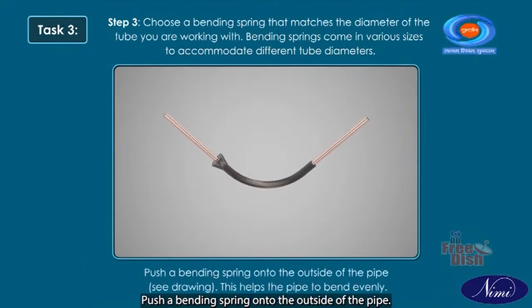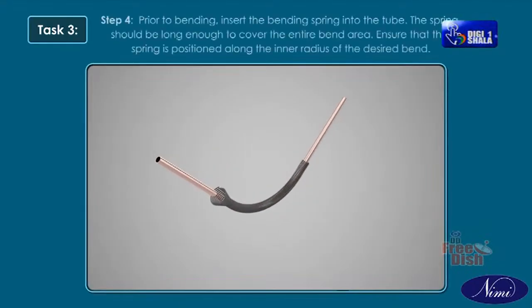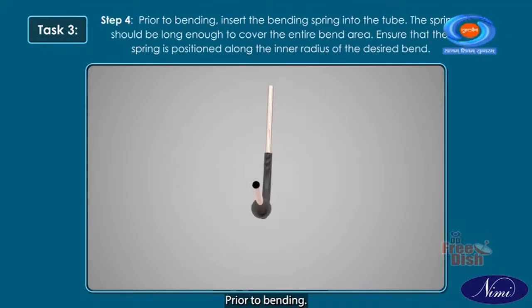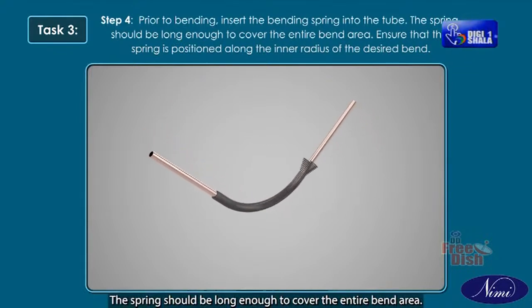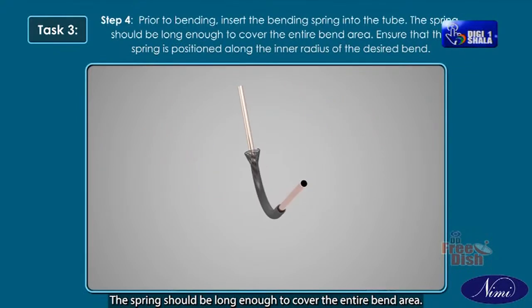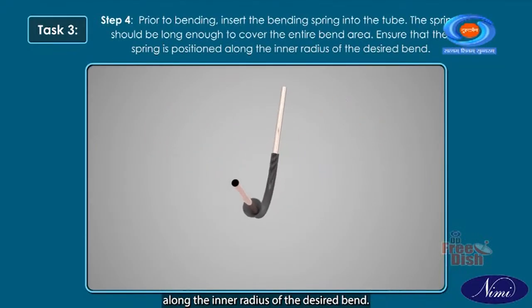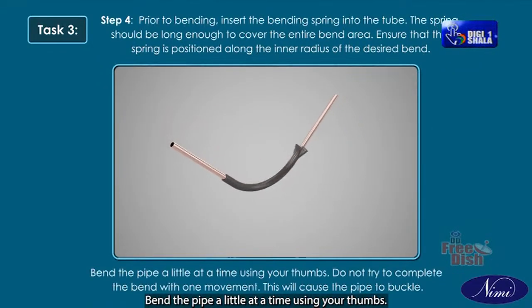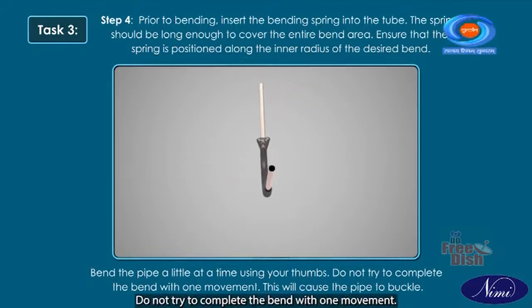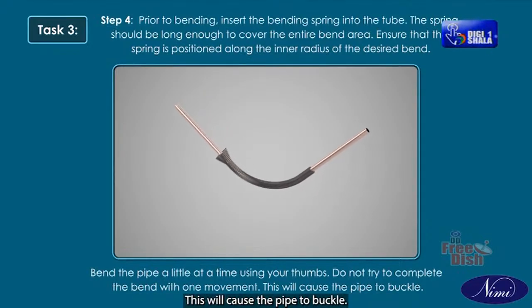Push a bending spring onto the outside of the pipe. See drawing. This helps the pipe to bend evenly. Step 4. Prior to bending, insert the bending spring into the tube. The spring should be long enough to cover the entire bend area. Ensure that the spring is positioned along the inner radius of the desired bend. Bend the pipe a little at a time using your thumbs. Do not try to complete the bend with one movement. This will cause the pipe to buckle.